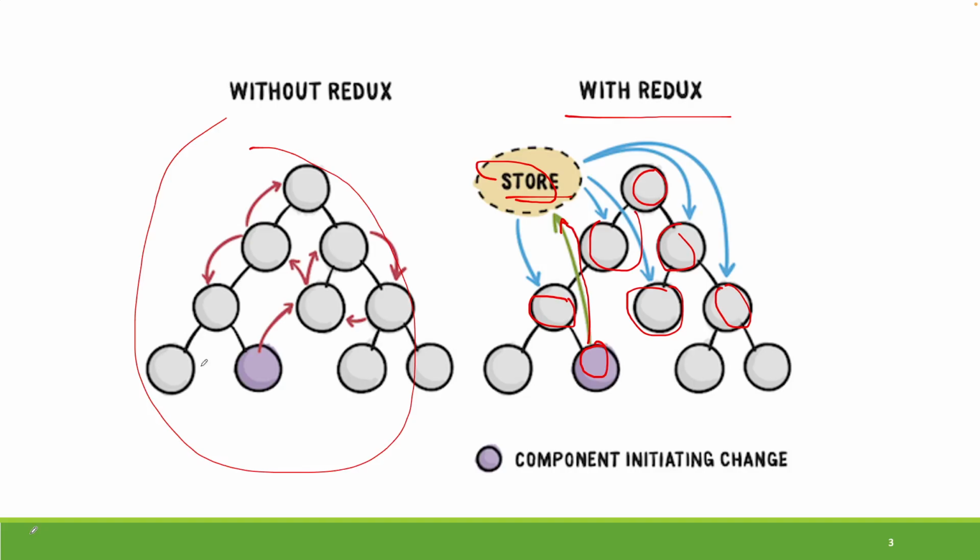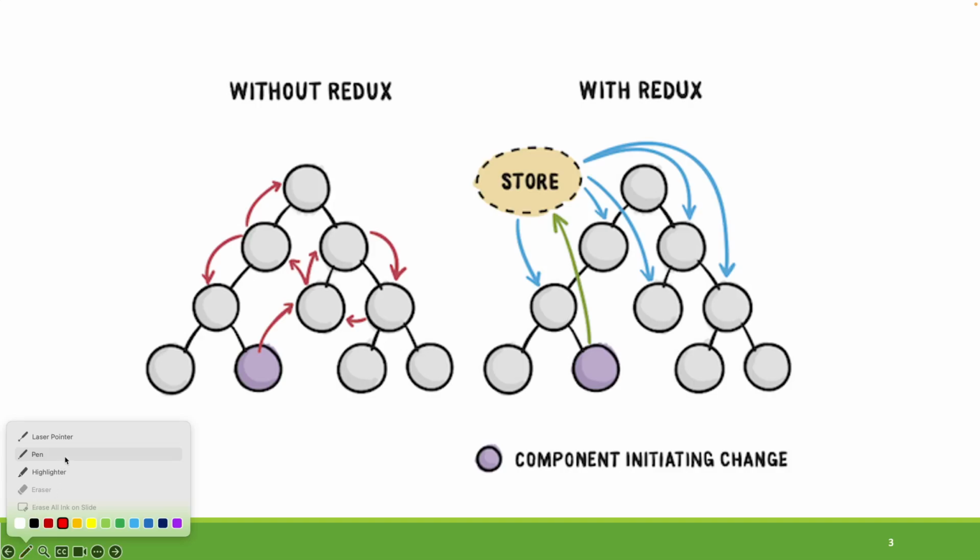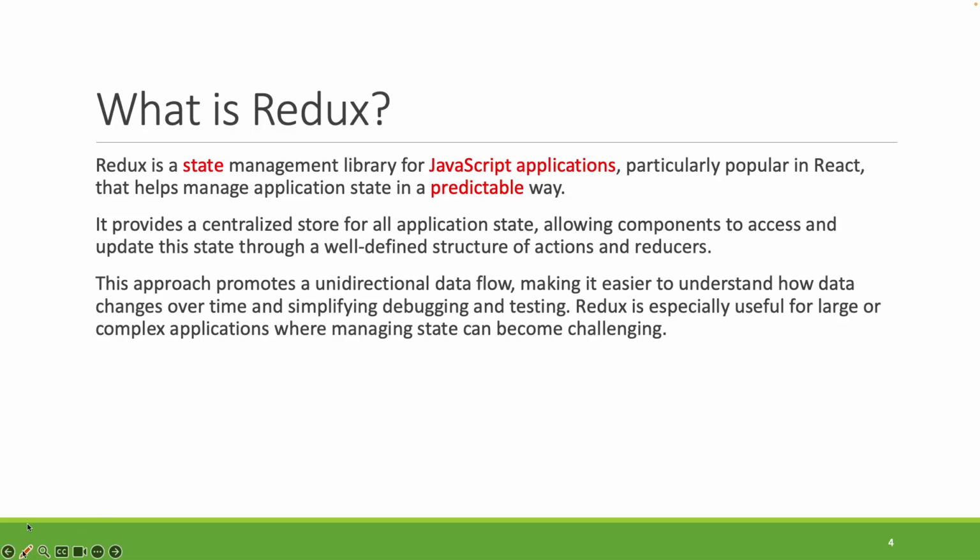That's the idea, because we keep all the state in one place. We keep all the state in one place. So what is Redux? Redux is a state management library. This is the first keyword, state management. It's a library for any JavaScript application. You can use Redux in React, where it's particularly popular. You can also use Redux with Angular and with other frameworks. It helps manage application state in a predictable way.